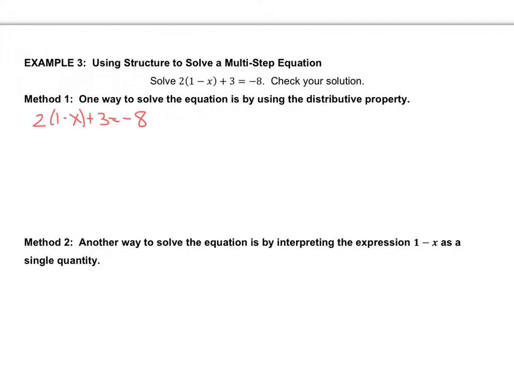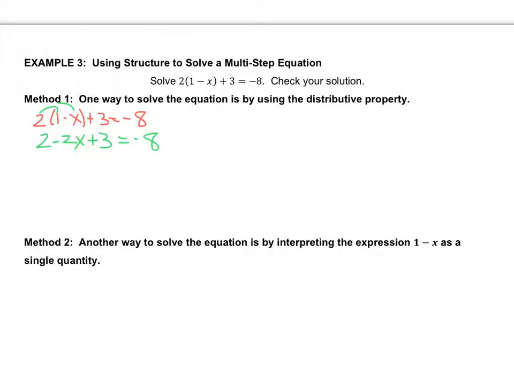Alright, now I'm going to do distributive property first. So the distributive property is when you multiply a number that's right outside the parentheses by everything that's inside. And just be careful, you're not going to distribute this 2 all the way to the 3 because it's not in the parentheses. So here we go. 2 minus 2x plus 3 equals negative 8.